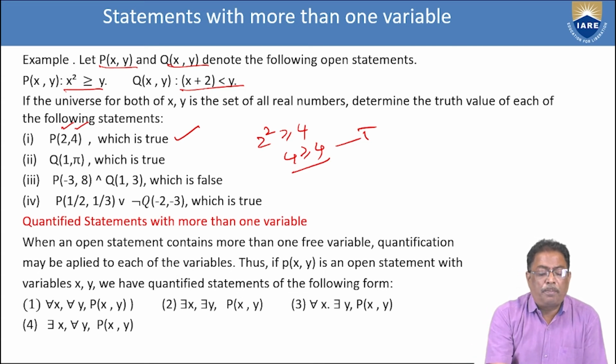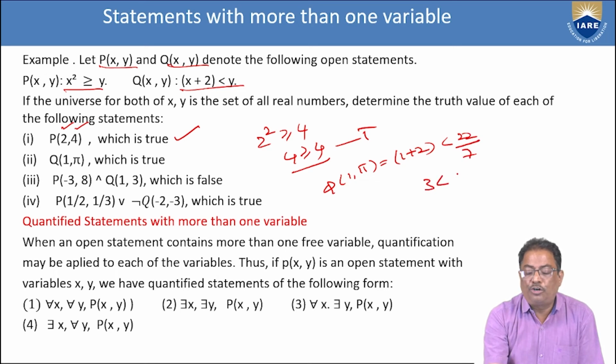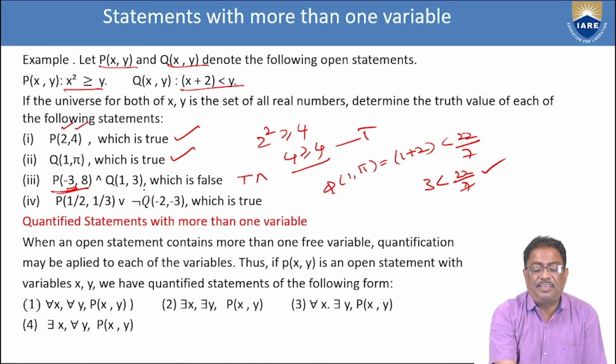Now 1 comma pi for Q. What is Q of x comma y? Q of 1 comma pi is x equal to 1 and y equal to pi, which gives 1 plus 2 is less than pi, which is nothing but 22 by 7. So 3 is less than 22 by 7, which is true. So the truth value is true. Like that, if I substitute x is equal to minus 3, it is 9, 9 is greater than, which is true. The first one is true. And the second one is 1 comma 3, so x is equal to 1 and y is equal to 3. 1 plus 2 is automatically 3, and 3 is less than 3 is false. So true and false will give a false.